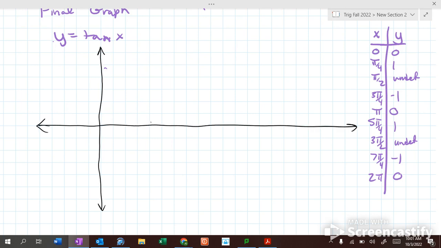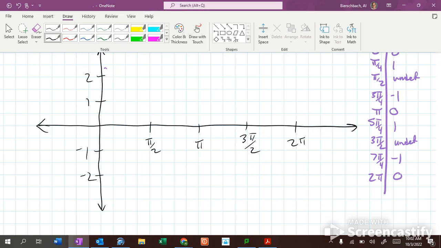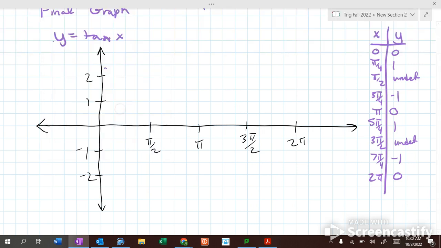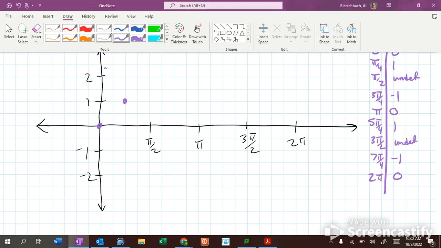All right. So pi over 2, pi, 3 pi over 2, 2 pi, 1, 2, -1, -2. All right, so I'm going to put my purple dots down. 0, 0. Pi over 4 is halfway in between 0 and pi over 2. So pi over 4, 1. Okay. Then pi over 2 is undefined. So that's going to be an asymptote.